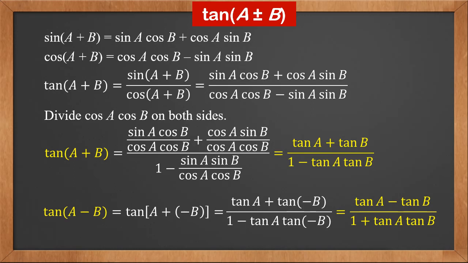Tan (A minus B) is tan (A plus (minus B)). It is equal to (tan A plus tan (minus B)) over (1 minus tan A tan (minus B)). Tan (minus B) is minus tan B. Therefore, tan (A minus B) is (tan A minus tan B) over (1 plus tan A tan B).